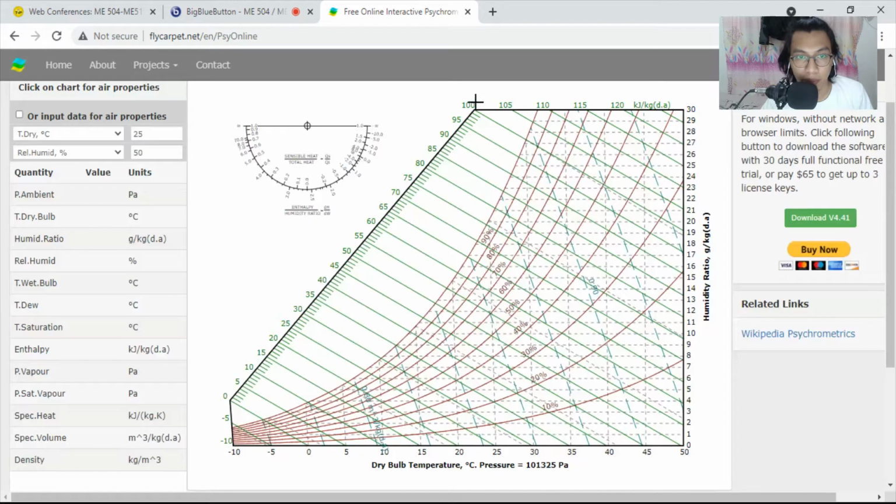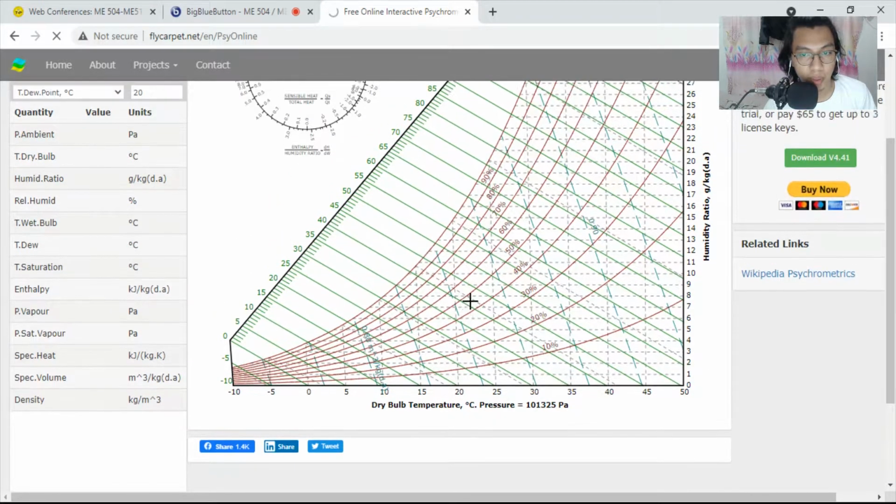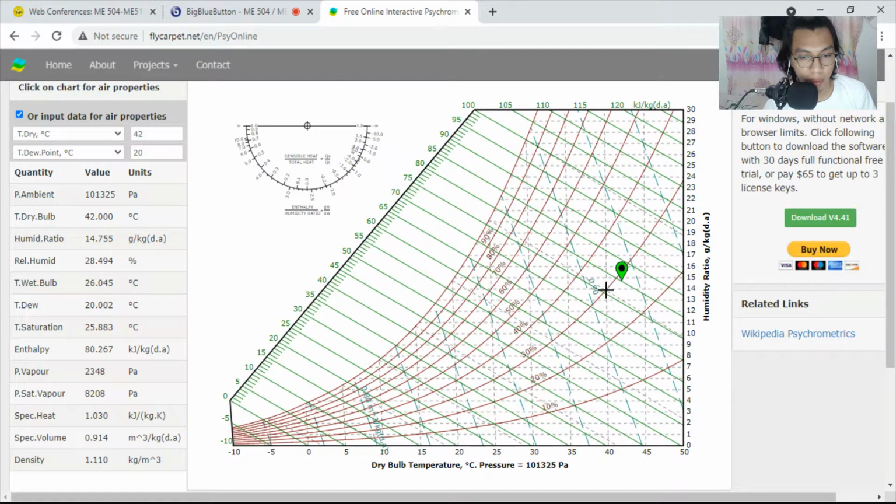Where's the app? Ayun. So, check mo muna to. Dry bulb tsaka dew point yung binigay sa'yo. This is 40. 42. Pardon me. And this is 20. Andito na lahat yan. And then, press submit. Ngayon, nandito yung plotting ng point niya. Okay? This is the point. Now, ambient mo, humidity ratio. Humidity ratio is, divide mo na lang ng 1,000 to.